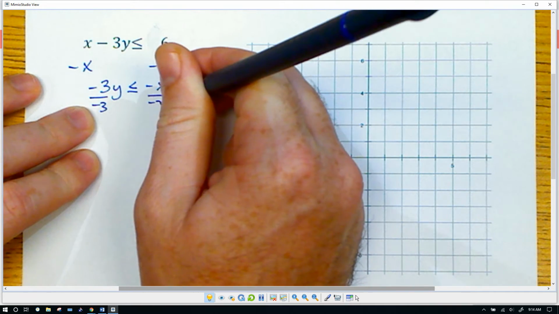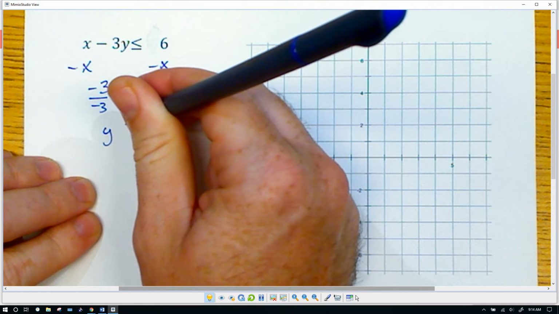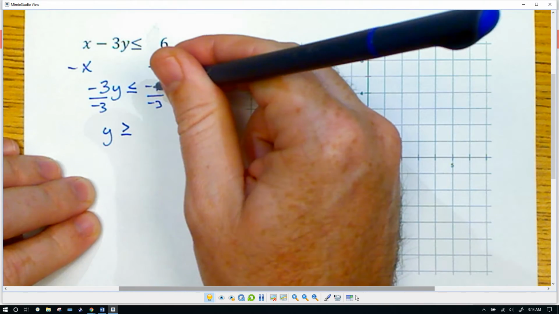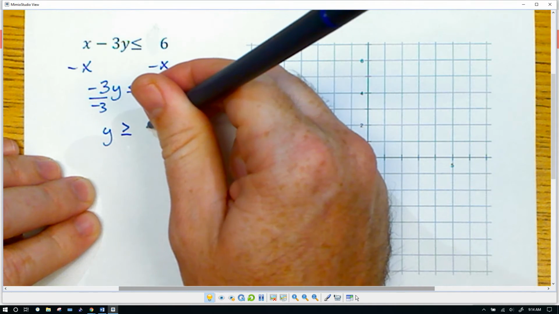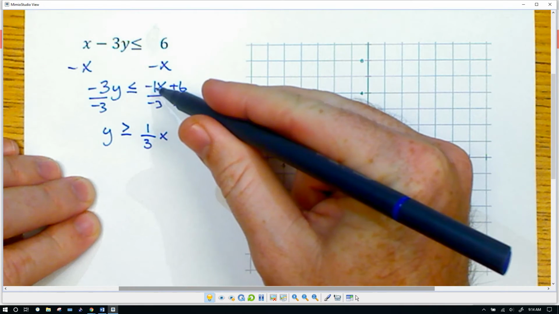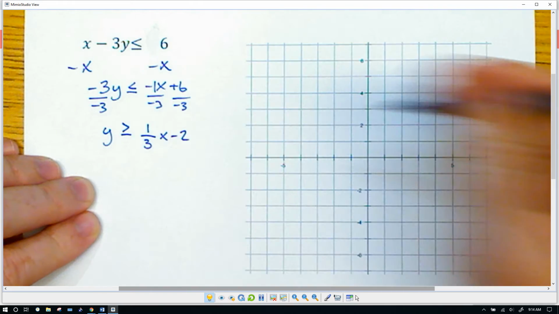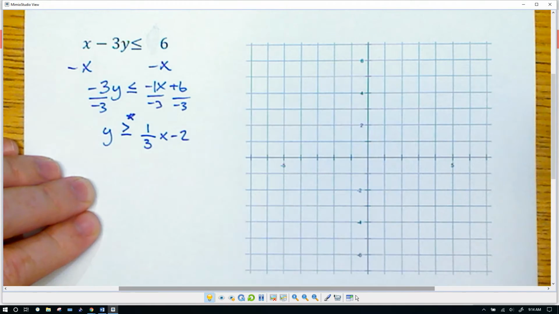So divide by -3, divide by -3. This leaves me with y. Now I've got to switch my sign. I'll talk about that in just a second. This is a -1, so -1 over negative is going to be a positive, so I'm just going to leave this as 1/3 x. Again, I just put a 1 there. 6 divided by -3 is -2. I had to switch this sign's direction because I divided by a negative.